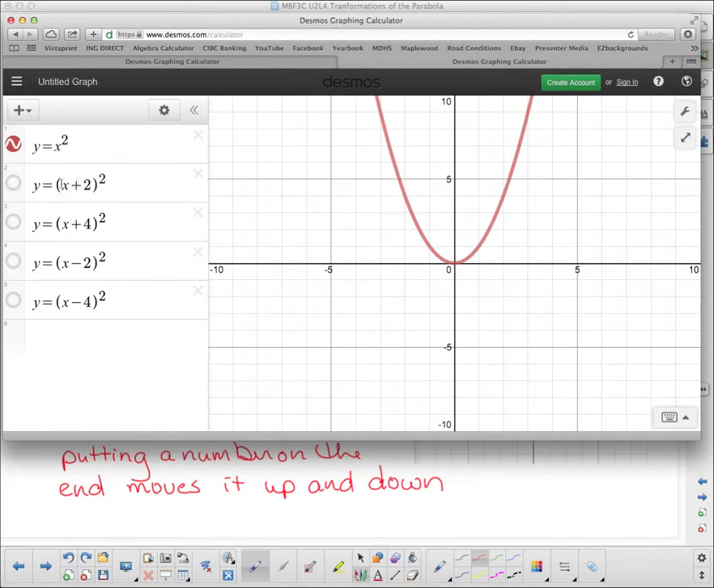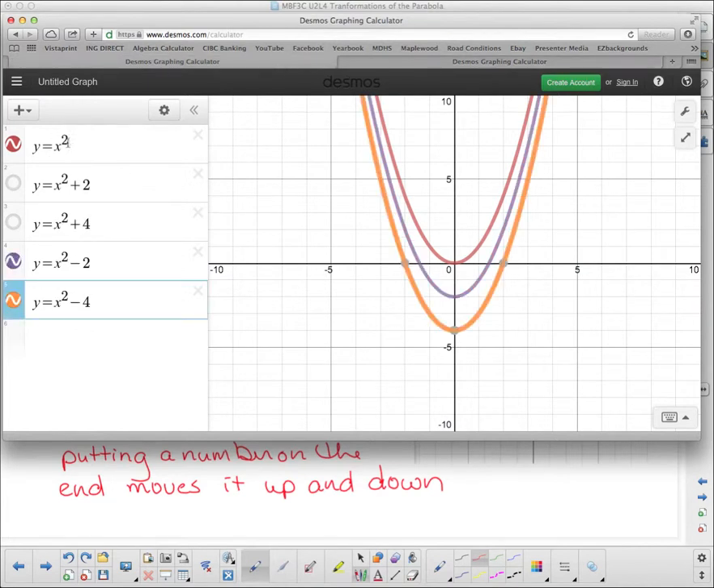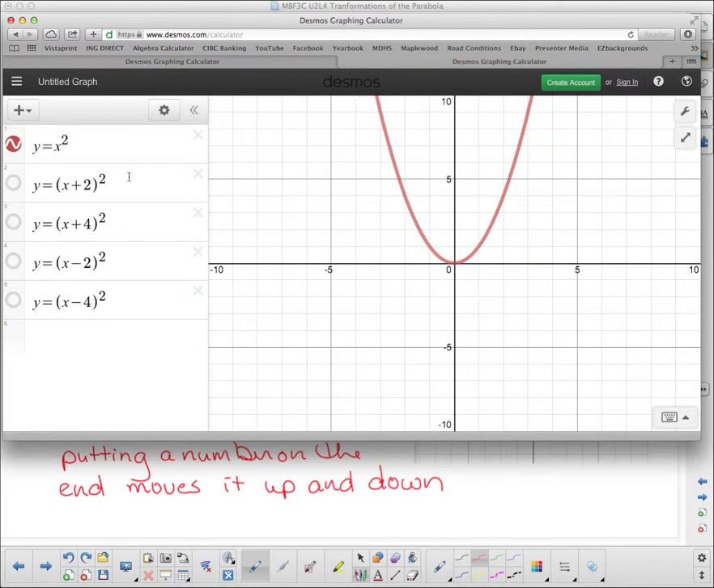Now I'm going to put a plus 2 on with the x and a plus 4 on with the x, and then a minus 2 and a minus 4. And that's before we square it. I want to add something to it. Last time over here we squared our x term and then we added stuff on. Now I want to either add or take it away before I square it. So let's see what happens.